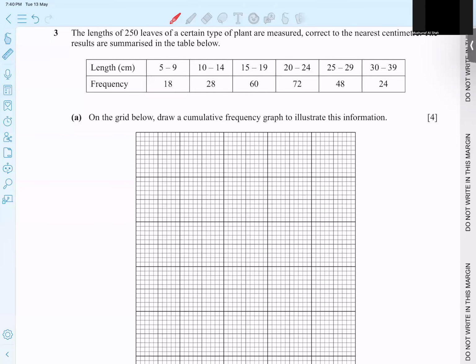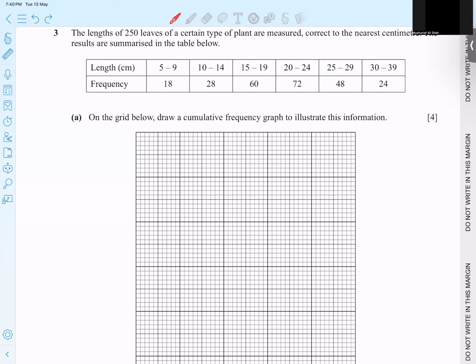Question number 3: the lengths of 250 leaves of a certain type of plant are measured and corrected to centimeters. Important thing, student, you know what is important? This 9 and 10, they are different numbers. This is called discontinuous data.